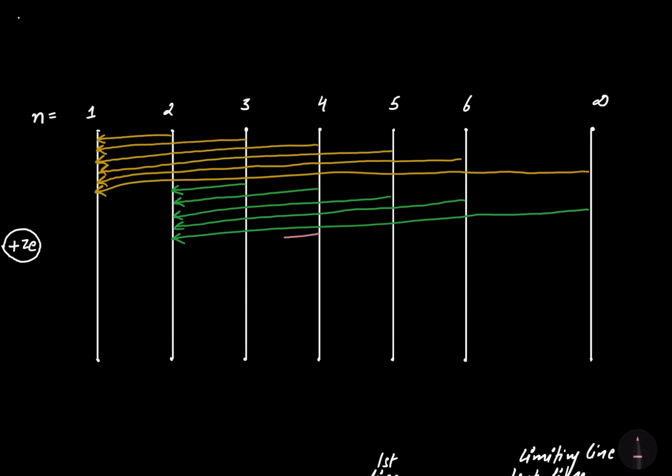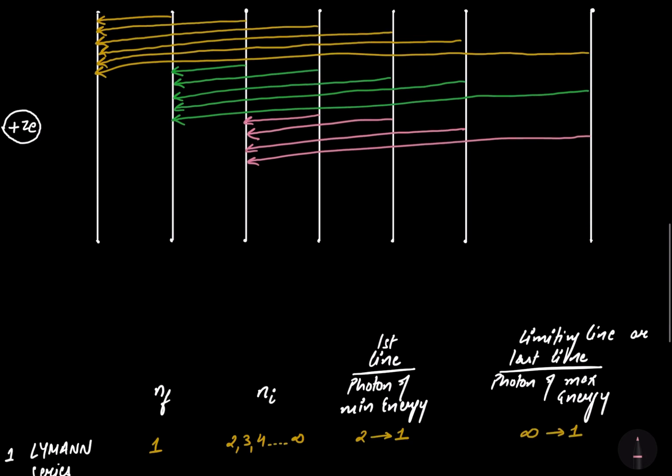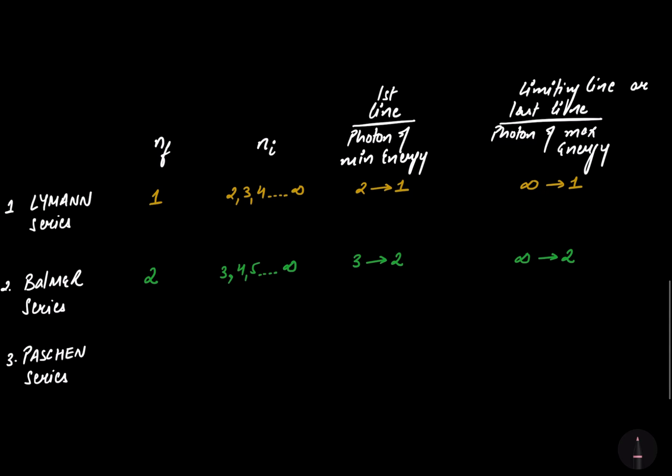So I'm taking a transition of 4 to 3. Now this is the transition of electron from 5 to 3. This is the transition of electron from 6 to 3. Now this is the transition of electron from infinity to 3. So in case of Paschen series, the electron will finally transit to the third stationary state or the third orbit, and initially the electron will be present in 4, 5 or 6 up to infinity orbit.